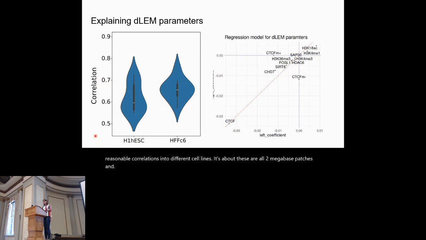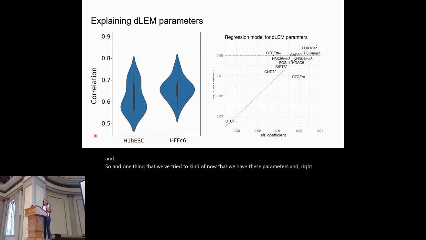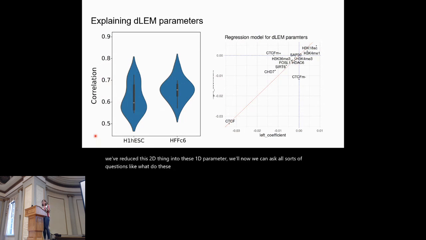Now that we have these parameters and we've reduced this 2D thing into these 1D parameters, we can ask all sorts of questions, like are these 1D parameters related to any of the other 1D parameters that we have? We have lots and lots; for H1, there are just so many tracks you can get.